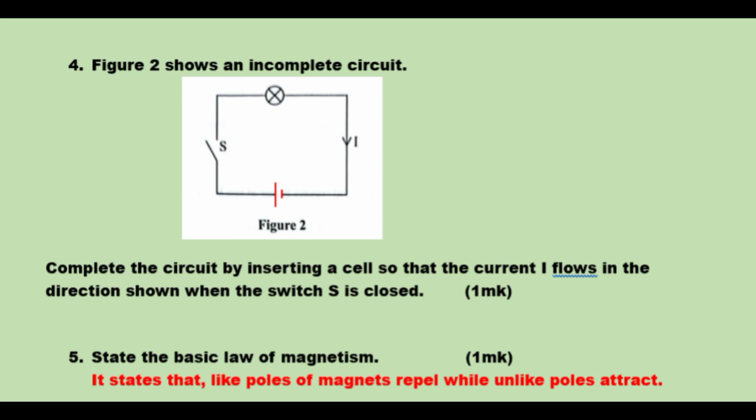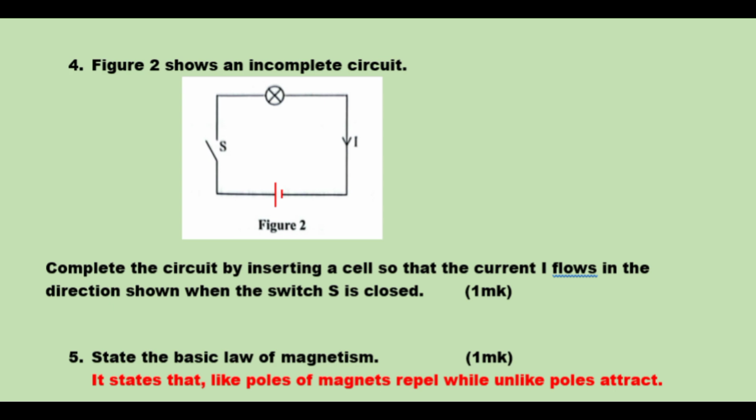Complete the circuit by inserting a cell so that the current flows in the direction shown when the switch is closed. So you can see the circuit there. We have a switch, a bulb, connecting wires. So you are told to complete by inserting a cell, only one cell, so that now current flows in the direction indicated. So remember, current flows from positive terminal to negative terminal. That means on the left we'll have the longer line, and then on the right we'll have the shorter line, so that we have a cell with a positive sign on the left, negative sign on the right.